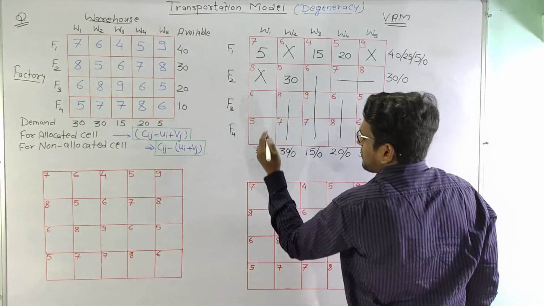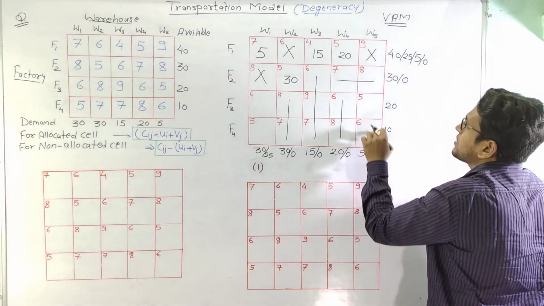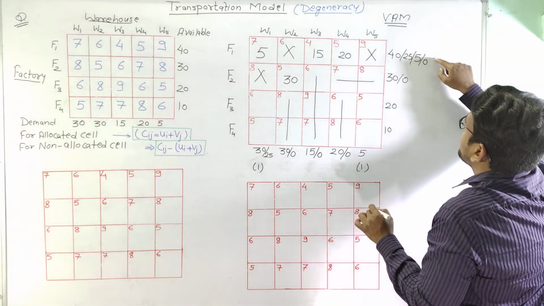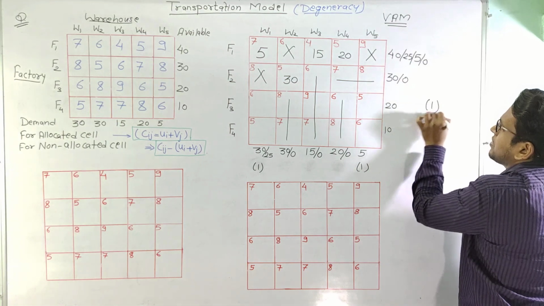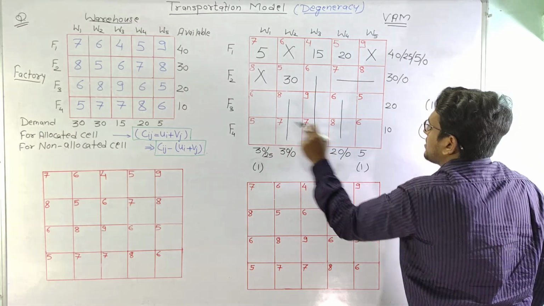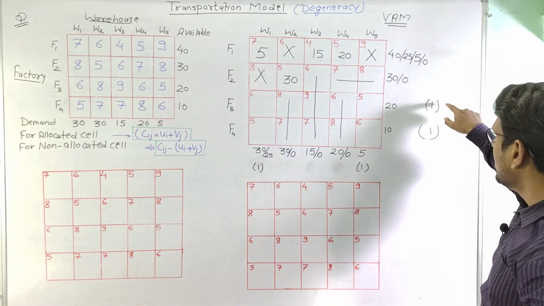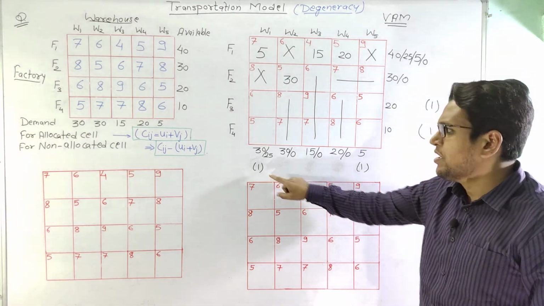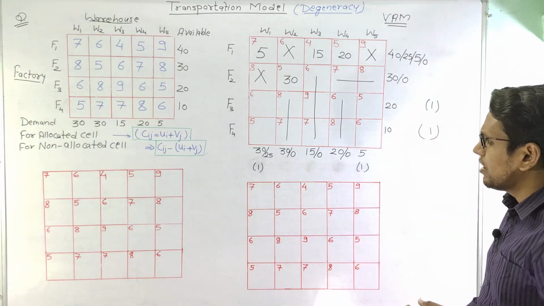This is 5 and 6, so penalty is 1. Fulfilled, fulfilled, fulfilled. Here we have penalty is 1, and this has been fulfilled, this has been fulfilled. Here the penalty is 1, minimum is 5, next minimum is 6. Here also we have penalty as 1. So we can see that all the values of penalty are the same, so we can select any one of them and move ahead.